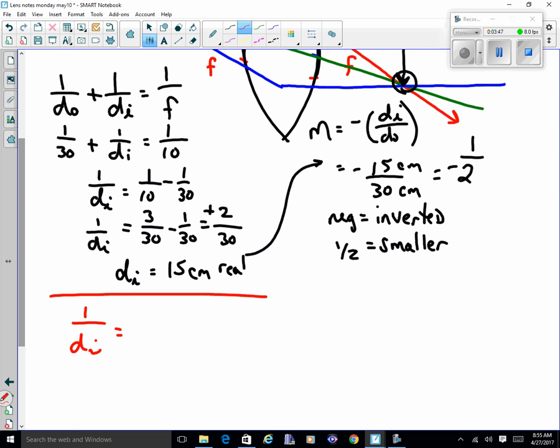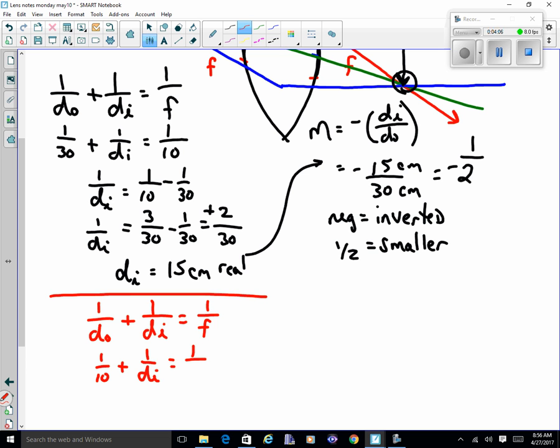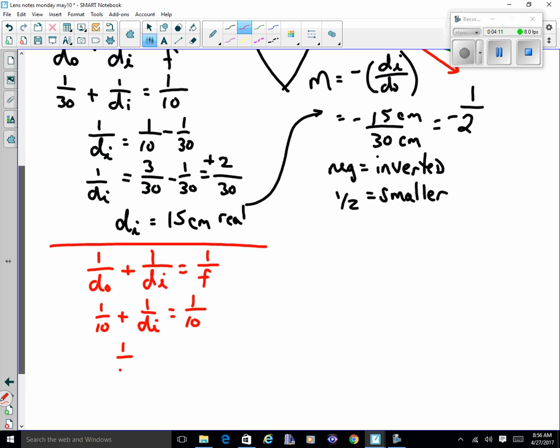I just rewrote the formula so I don't get ahead of myself here. So the object distance now is going to be 10. I'm going to put 1 over 10. My image distance is what I'm trying to find. And my focal length is still 10. Well, look at this. If you subtract 1/10 from both sides, so now 1 over di equals 1 over 10 minus 1 over 10, you get 0. So therefore, the inverse of 0 is infinity.